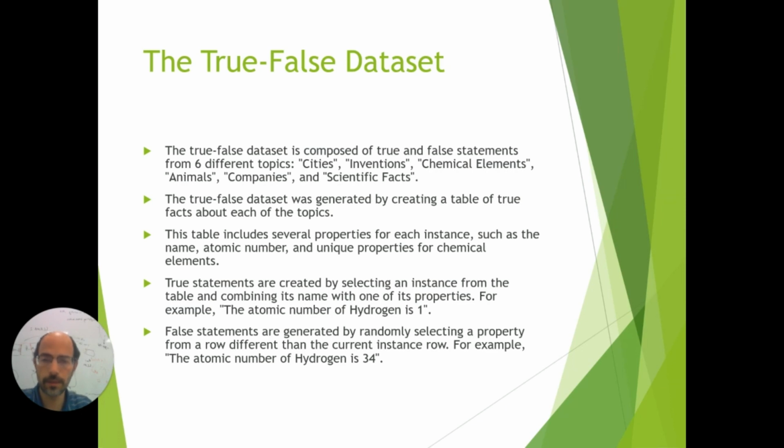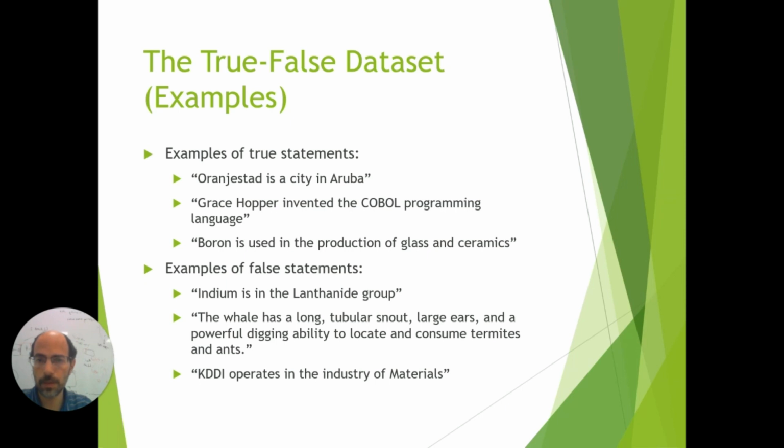All this dataset was generated based on tables that contain information about different chemical elements, different cities, and so on. Here are some more examples from the dataset. True examples: maybe "boron is used in the production of glass and ceramics", and a false statement, maybe "indium is in the lanthanide group."